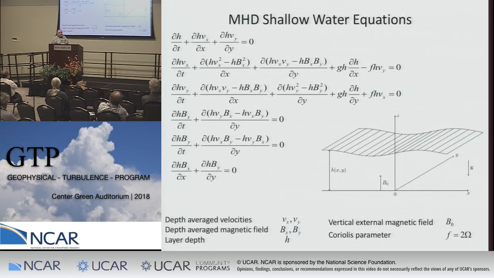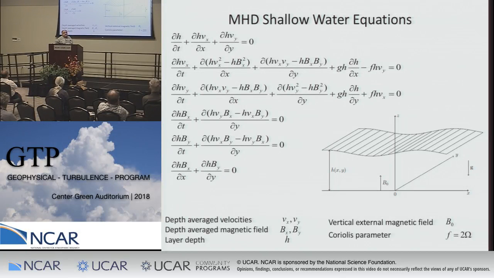They are widely used in the solar tachocline, but without, of course, an external magnetic field. Also, these MHD shallow water equations in toroidal field were widely used by Tomori Zakharashvili, who is Shaiman now, to study Rossby waves. And we are trying to extend this shallow water theory in the presence of magnetic fields.